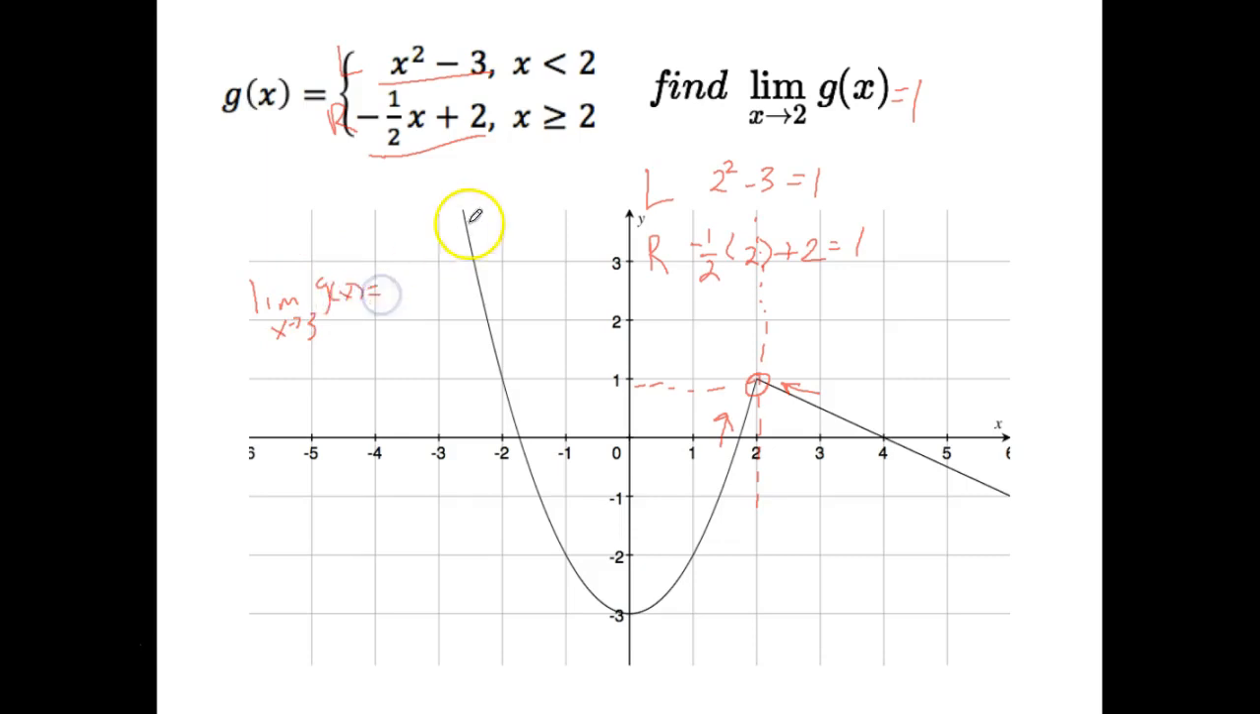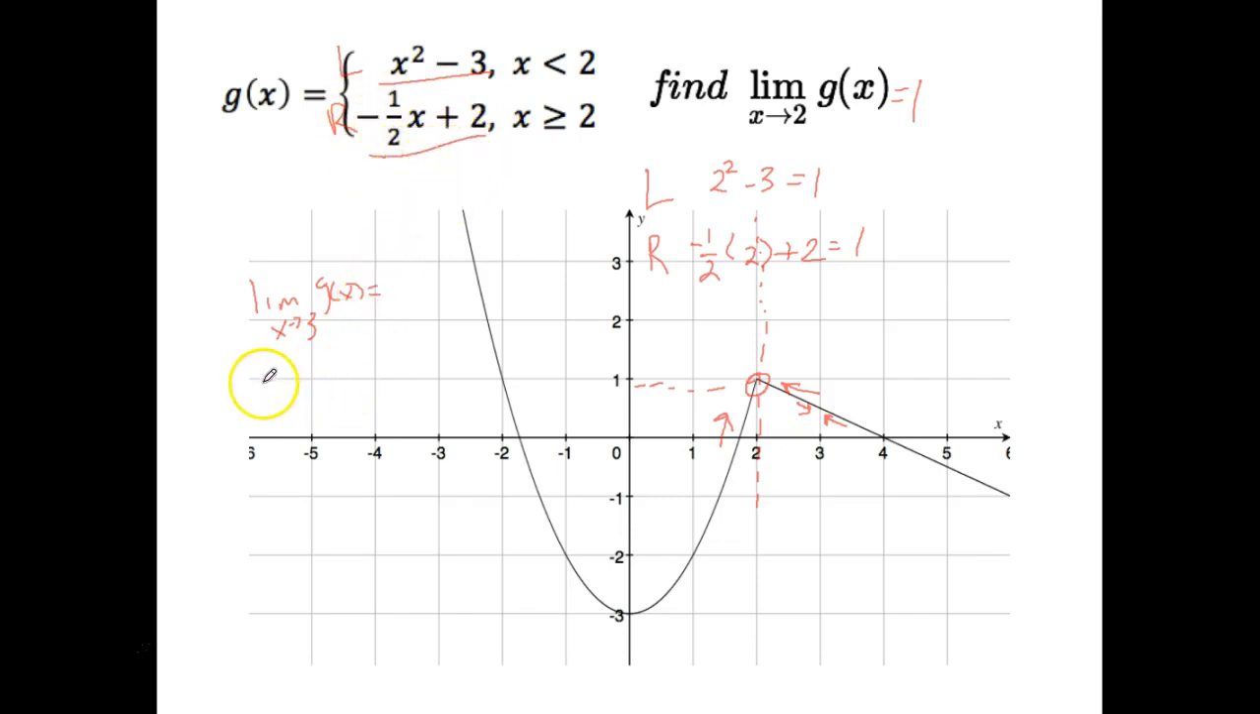Okay. Well, if you're doing 3, look at it on this graph. It looks like from the left it's approaching a half, and from the right it's approaching a half. So the answer would be a half. Now notice we're only using this function on the right for that answer.